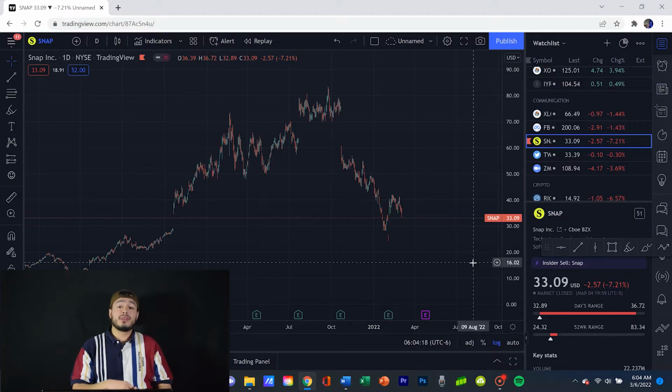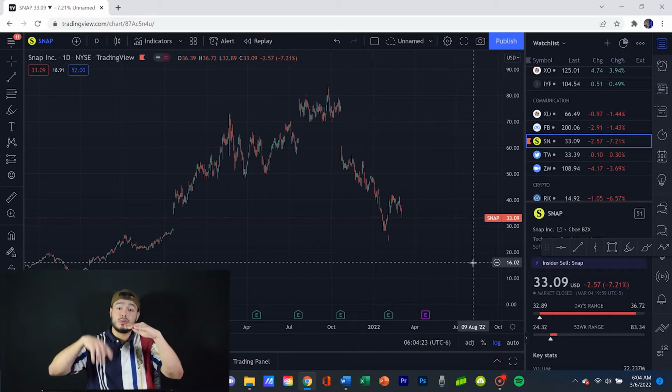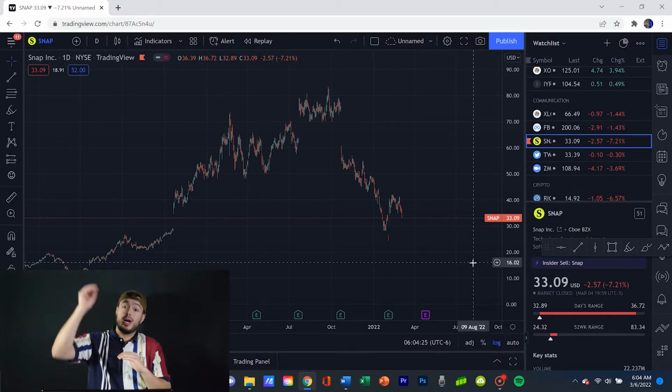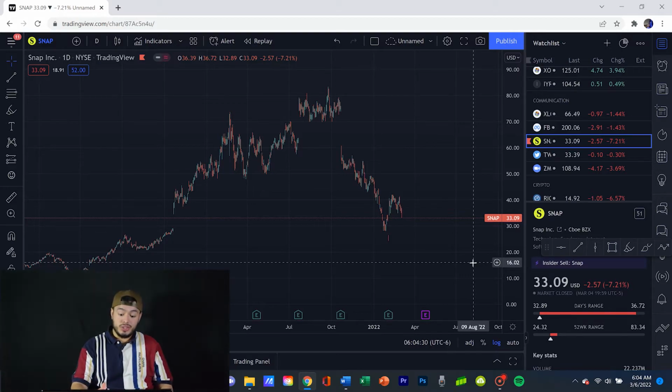Channels is basically whenever a stock is trapped in between a level of support and resistance, constantly bouncing back and forth between these two levels. Not necessarily making new highs and not necessarily making new lows. It's just stuck between this range, which you could trade.